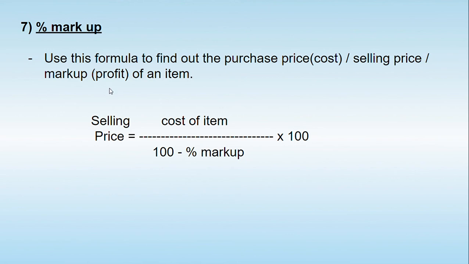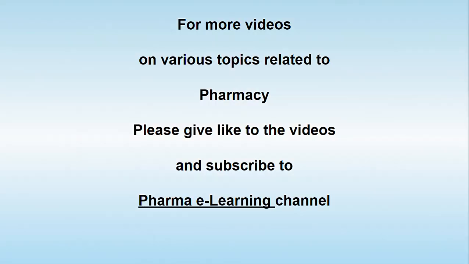So that is what we find out by the formula: selling price equals cost of the item divided by 100 minus percentage markup, multiplied by 100. This formula I am going to use if any two of these things are given and I want to find out the third. What are the three things? Purchase price, selling price, or the markup or the profit. Yes, so that was for the part 1 calculation.